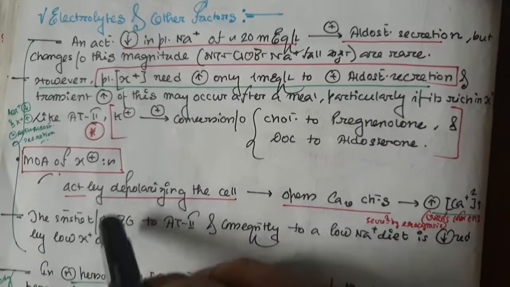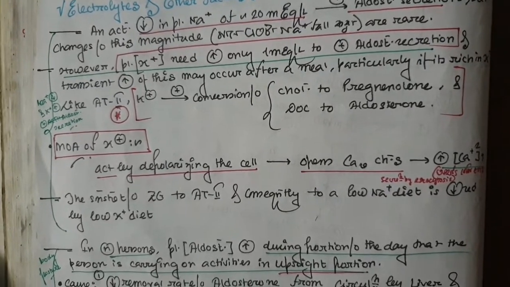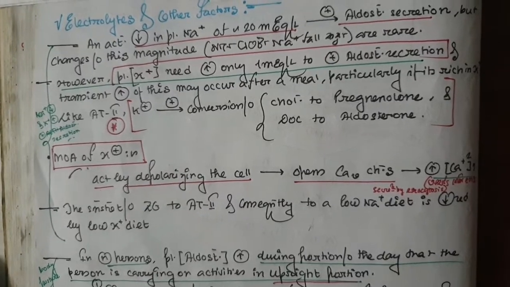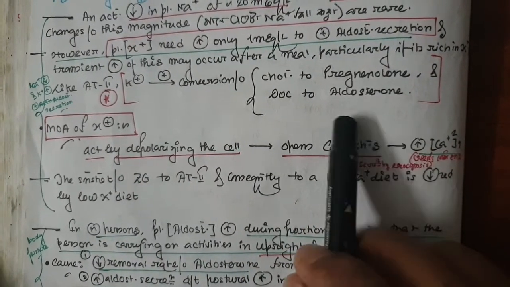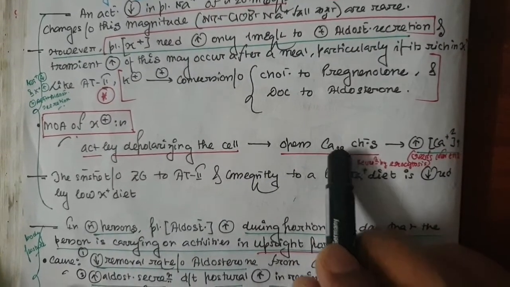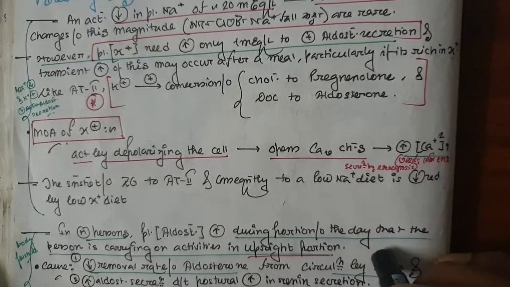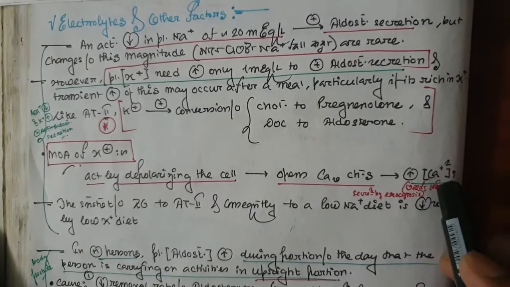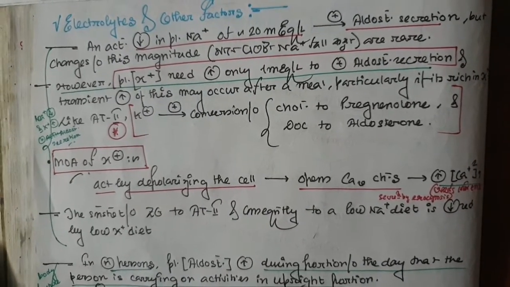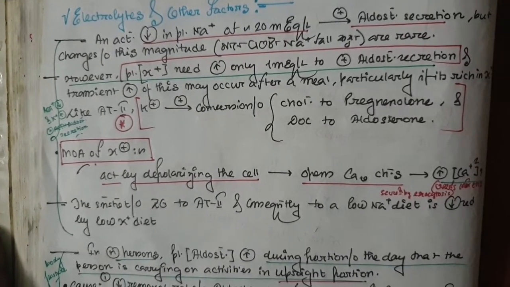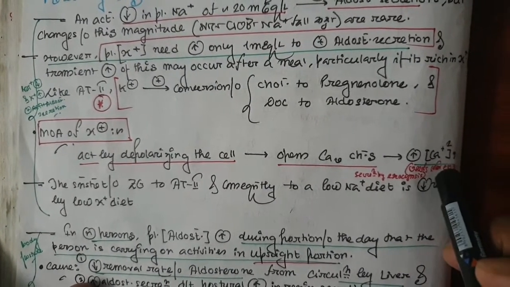The mechanism of action of potassium is this: when the plasma potassium increases after a meal, this huge amount of plasma potassium enters the cell by the sodium potassium ATPase and depolarizes the cell. You know depolarization always opens some voltage gated channels. Here they open the voltage gated calcium channels, CaV, and when these channels open, they allow entry of a huge amount of calcium ions inside the cell, thereby increasing the intracellular calcium ion concentration. And you know increased calcium inside the cell always promotes exocytosis or degranulation of secretory granules. Here the increased secretion of aldosterone occurs with the help of increased intracellular calcium ions.